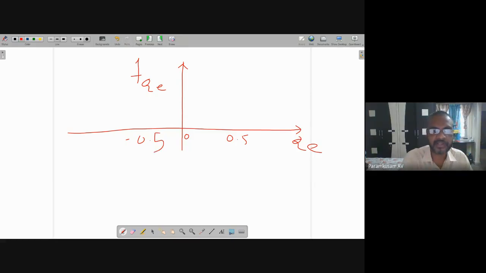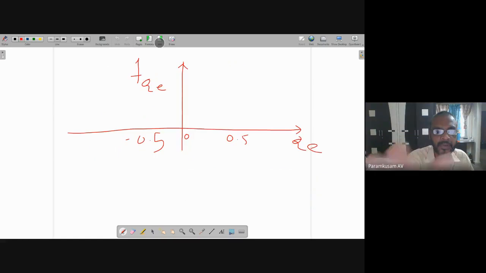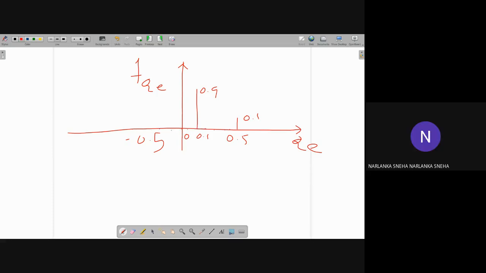What is the probability that the quantization error is 0.5 volts? 0.1. 0.5 volts రావడానికి 0.1 ఉంది. అదే 0.1 రావడానికి ఎంత ఉంది? 0.9 ఉంది. మిగతా అన్ని జీరోలే కదా? అంతేనా? అన్ని జీరోలేనా? Yes, sir.